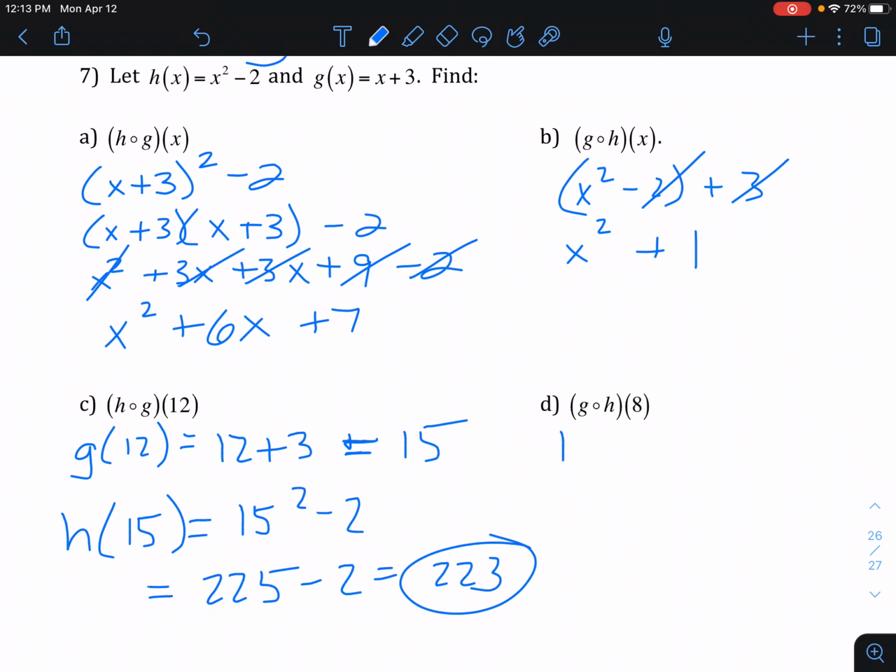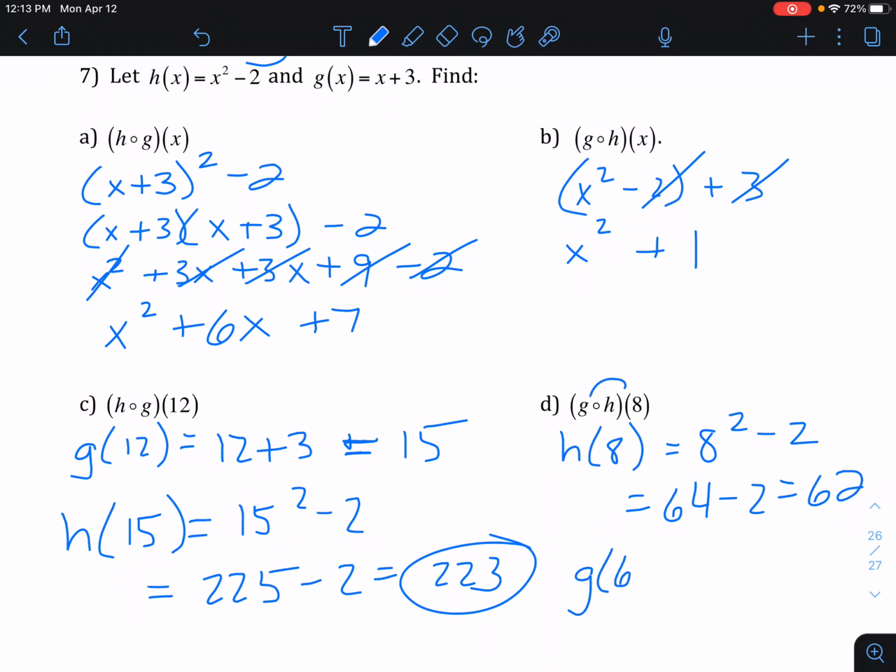And the last one, letter D, g of h of 8. So we're going to start with the h of 8. So it'll be 8 squared minus 2. 64 minus 2 is 62. Now we take that 62, and now we're going to plug it in for the g. So g of 62 is 62 plus 3 is 65.